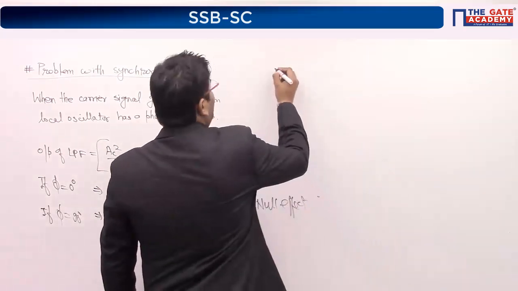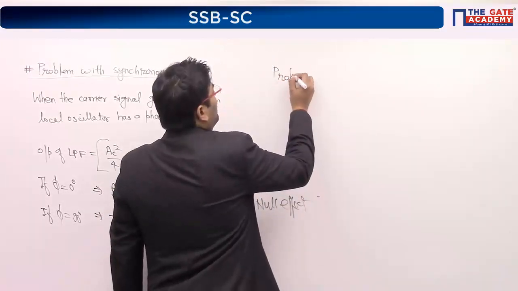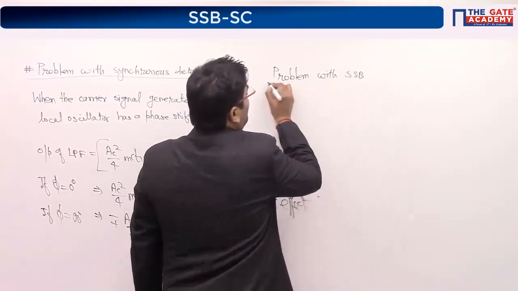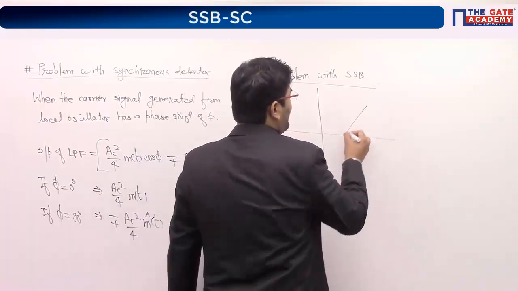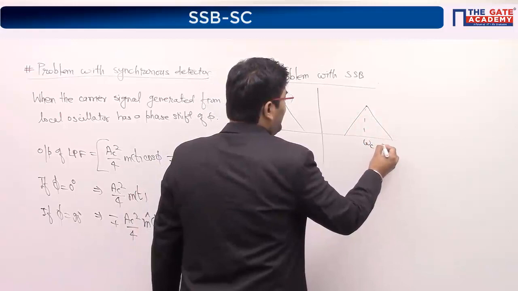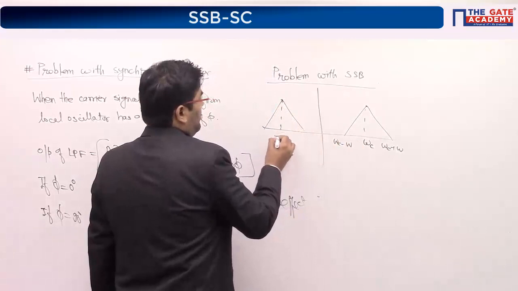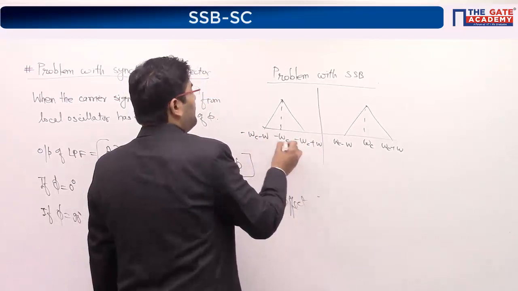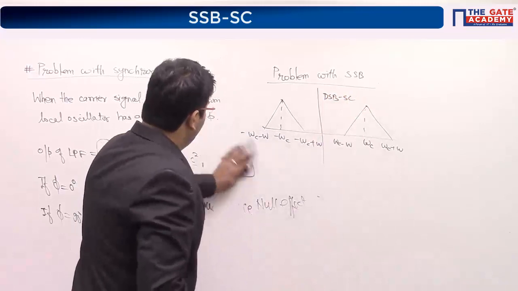Now there is a problem with SSB itself. So put the heading: problem with SSB. Now we need to understand, when you did double sideband, you had something like this, correct guys? Remember that? So this is omega C, omega C plus W, and this is omega C minus W. This is minus omega C plus W, minus omega C minus W. This is your double sideband suppressed carrier.